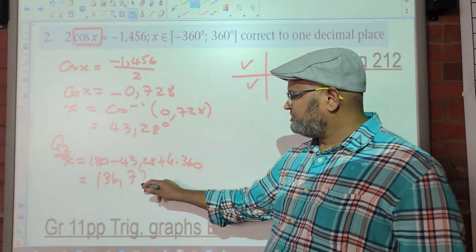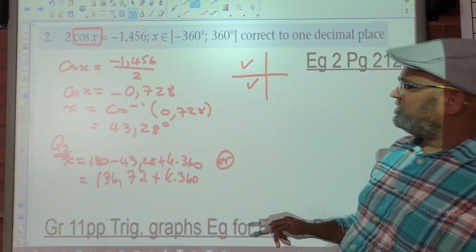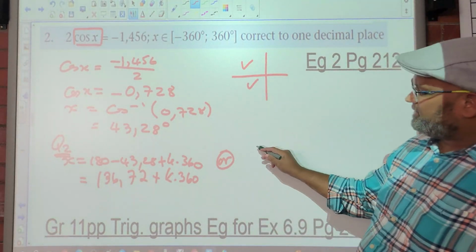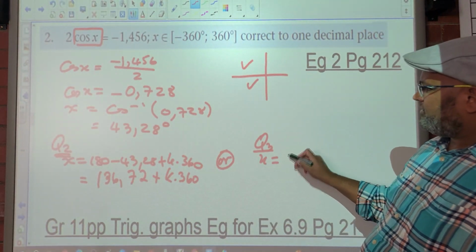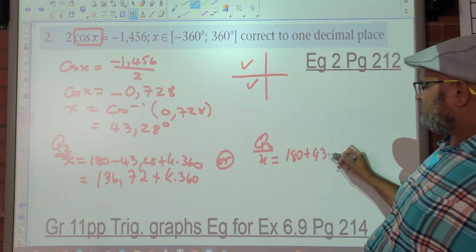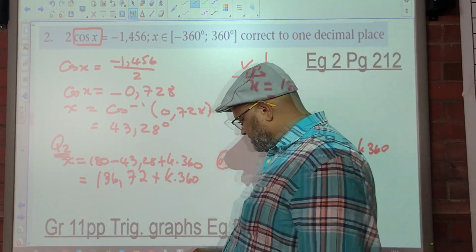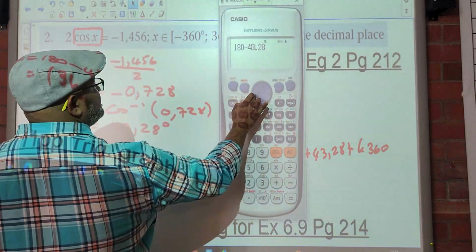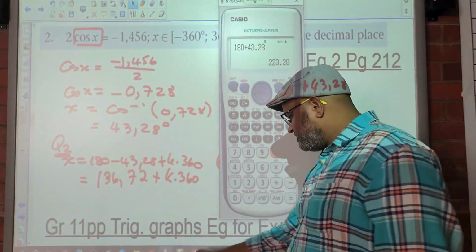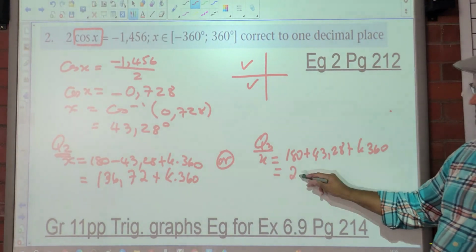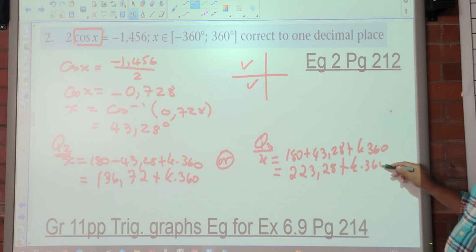Comma 72 plus k times 360. Or in quadrant 3, x is equal to 180 plus 43,28 plus k times 360. That gives me 223,28 plus k times 360. What must I not forget?